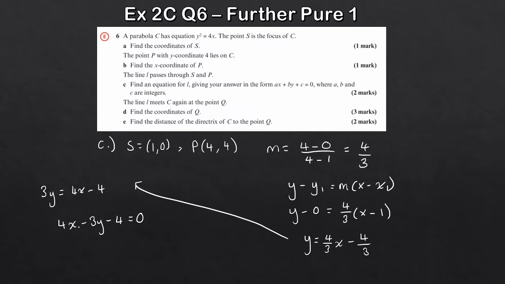That's our line L. So part D, we're told that L meets C again at the point Q. So we're just asked to find the coordinates of Q.